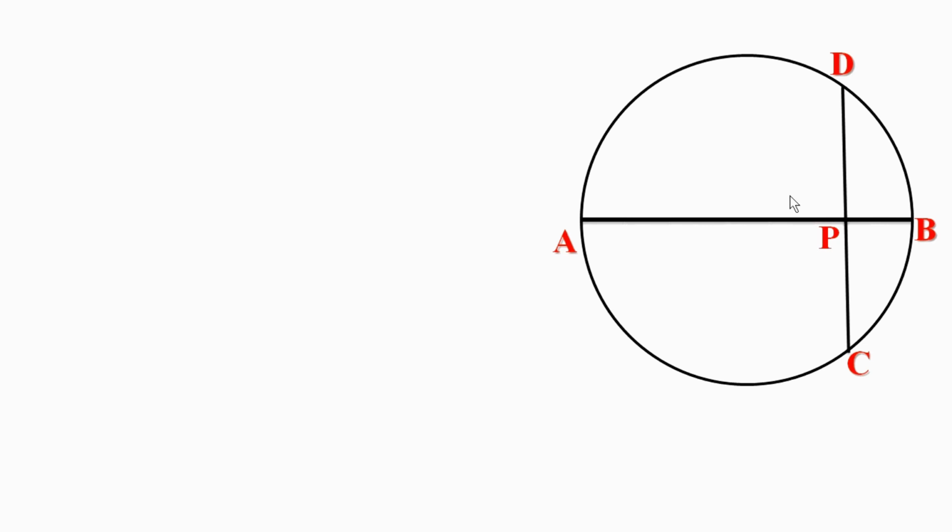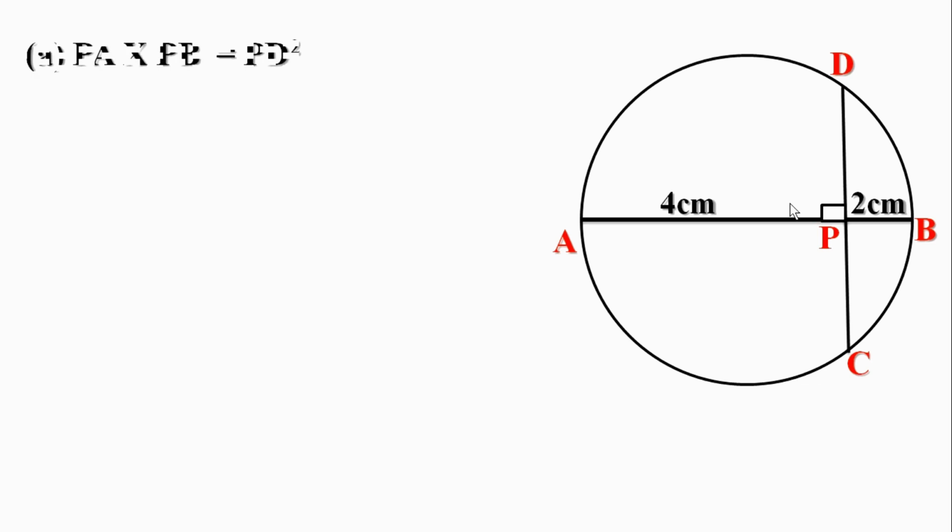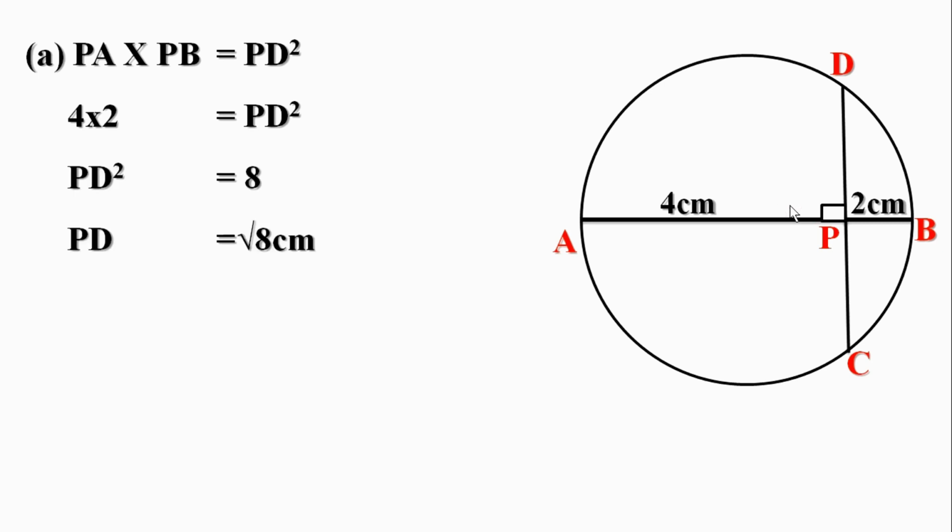Given that AB is a diameter and CD is perpendicular to AB. Also given that PA equals 4 cm and PB equals 2 cm. We have to find the length of PD. We know PA into PB equals PD square. Therefore, 4 into 2 equals PD square. That is, PD square equals 8. Therefore, PD equals root 8 cm.